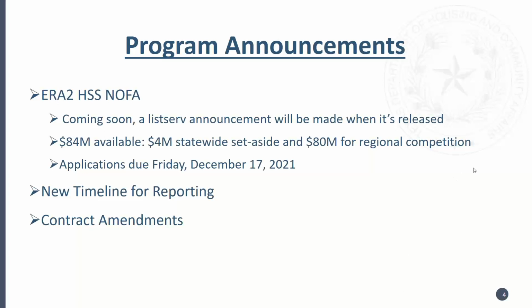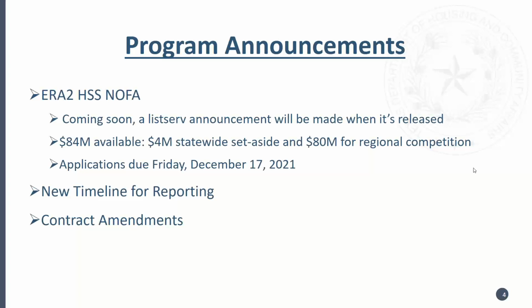Now back to the new timeline for reporting. We've heard from a lot of folks that getting your reports into us by the 6th of the month has been really difficult, even though this has been something that has been in our benchmarks. We've known about it for a long time. When you put it into practice, it's not really working out for a lot of organizations. So the housing stability staff had come up with a plan, and we ran this up the chain. And we are really pleased to announce that our reporting is now going to be due on the 15th instead of the 6th of the following month.